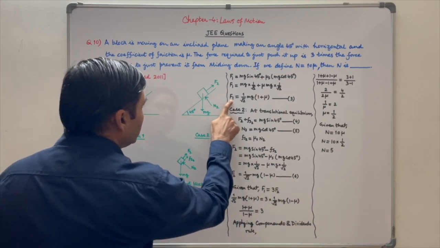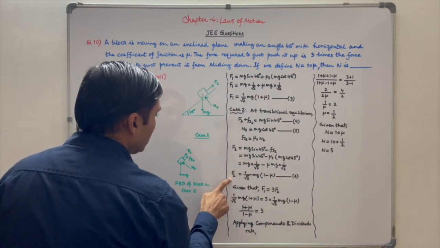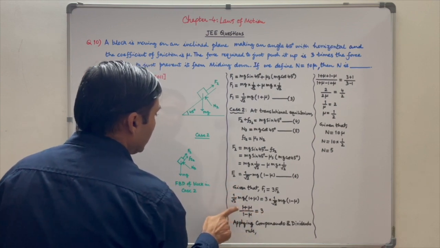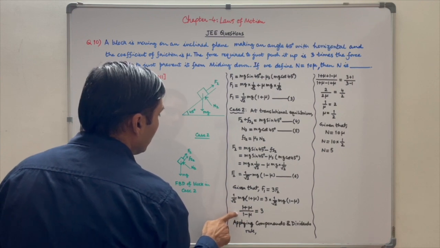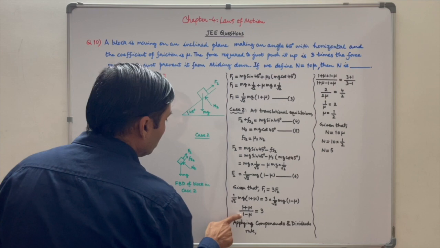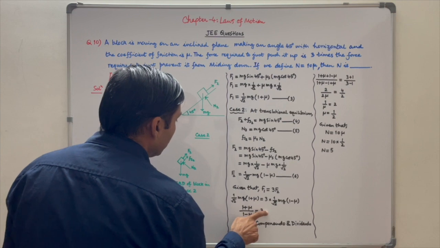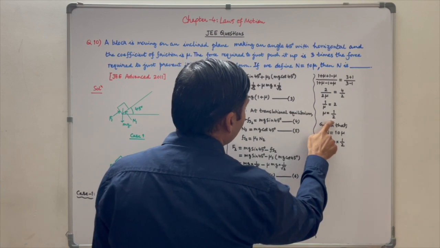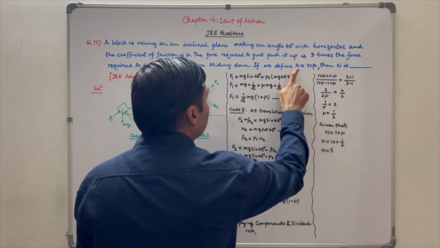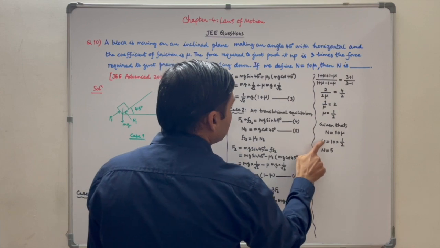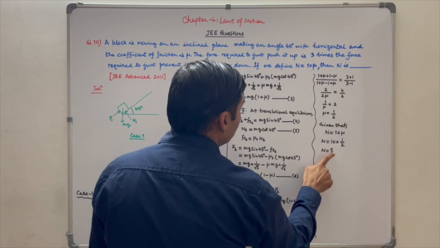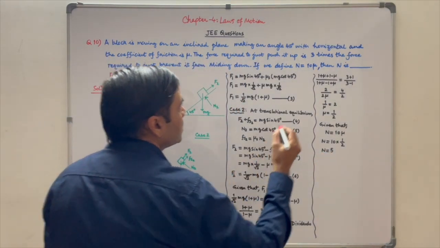It is given that F1 is equal to 3F2. When we put this value, we get (1 plus mu) upon (1 minus mu) is equal to 3. Now we can apply componendo and dividendo law to get the value of mu. So (1 plus mu plus 1 minus mu) upon (1 plus mu minus 1 plus mu) is equal to (3 plus 1) upon (3 minus 1). So we get the value of mu is equal to 1 by 2. It is given that n is equal to 10 mu. So n is equal to 10 into value of mu, 1 by 2. So n comes out to be equal to 5. So this is the answer.